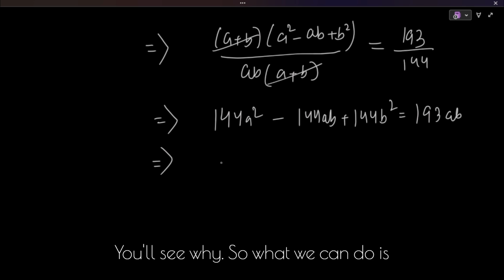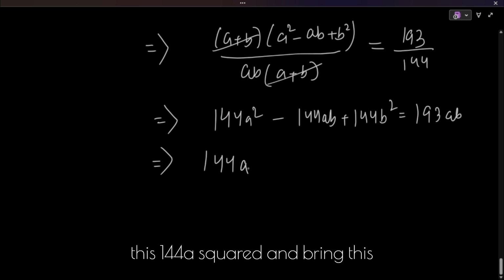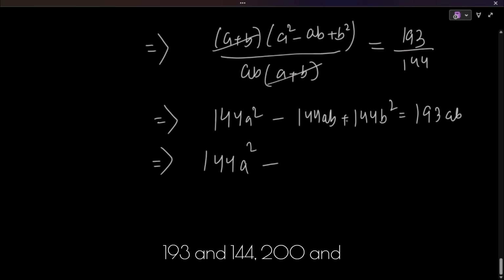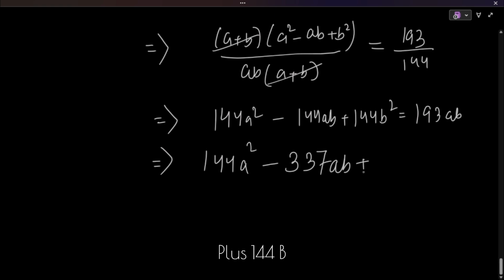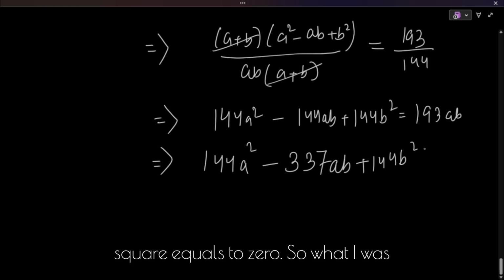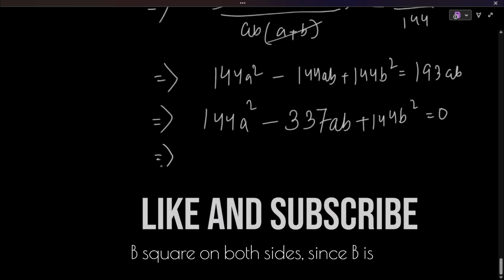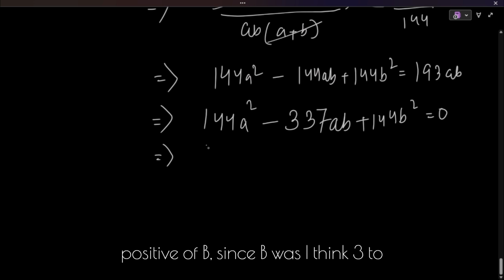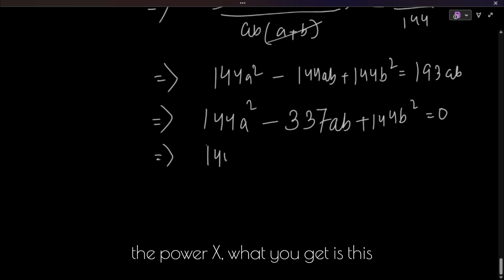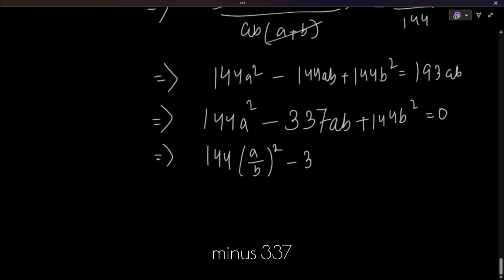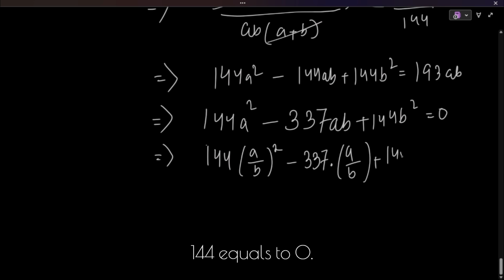You'll see why. So what we can do is take this 193ab term to the left hand side. And I think 193 and 144 make 337, and this is around 337ab, plus 144b square equals 0. So what I was talking about is this. If you divide by b square on both sides, since b is positive obviously, since b was 3 to the power x, what you get is 144 into a by b whole square minus 337 into a by b plus 144 equals 0.